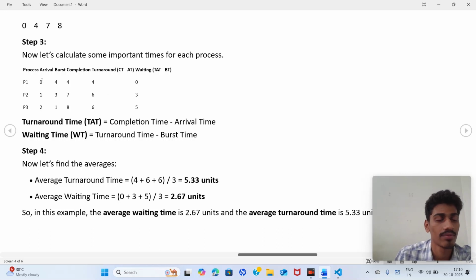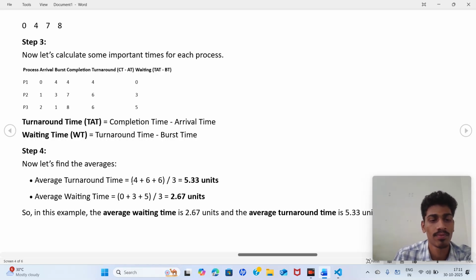The turnaround time is given as completion time minus arrival time, which is 4 minus 0, 4, for process 1; 7 minus 1, 6, for process 2; and 8 minus 2, 6, for process 3. The waiting time is given as turnaround time minus burst time, which is 4 minus 4, 0, for process 1; 6 minus 3 for process 2; and 6 minus 1 for process 3. And these are the formulas.